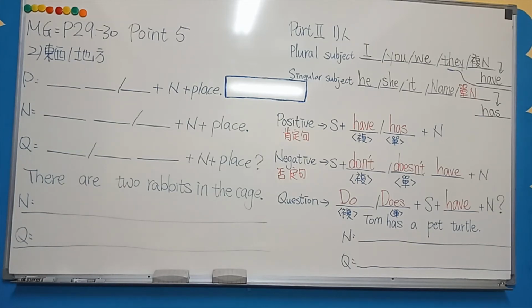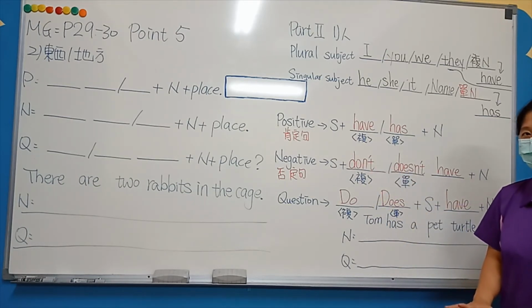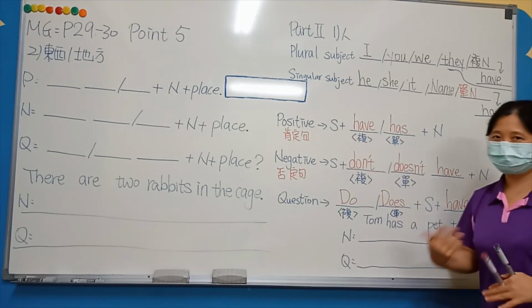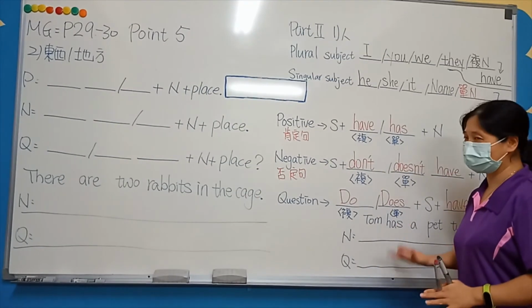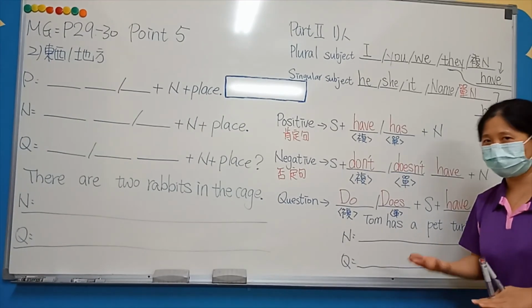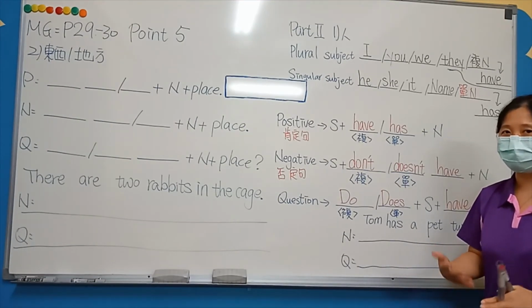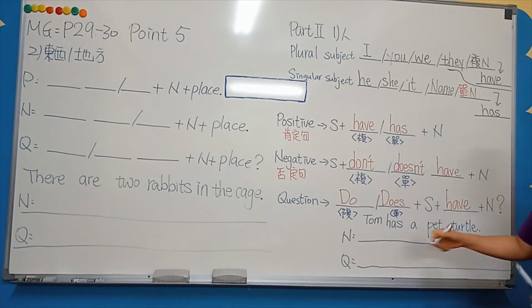Okay, did you finish? I'm going to discuss. Okay, Tom has a pet turtle. So for a negative sentence, that means you need to put down "not" in the sentence. And if you put down "not" in a present tense sentence, you need to have AUX. Remember. So Tom.